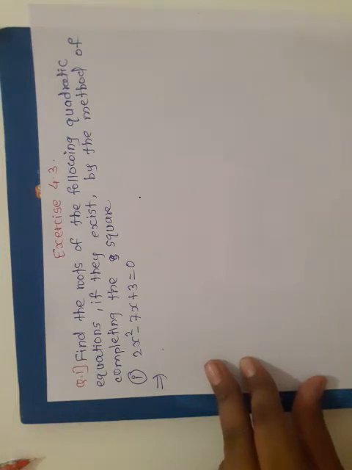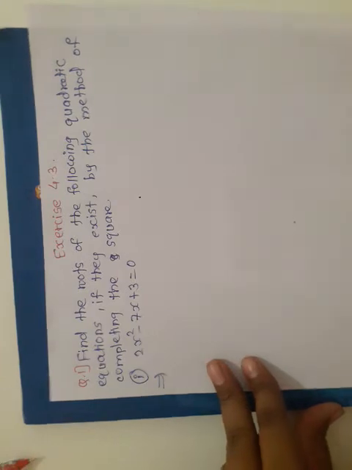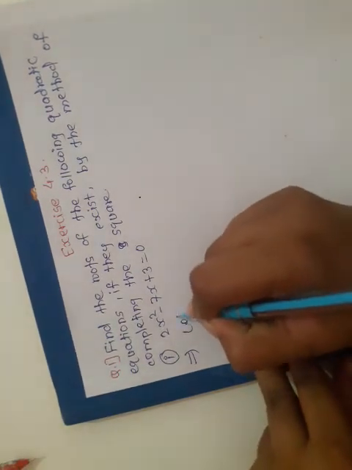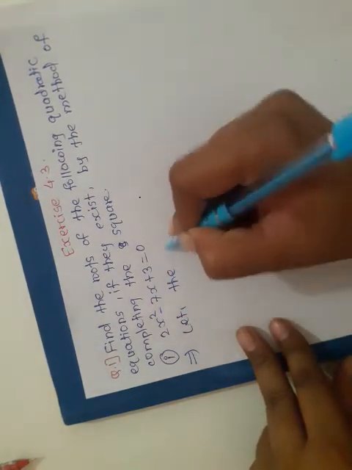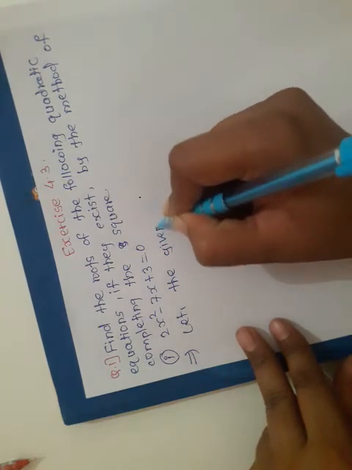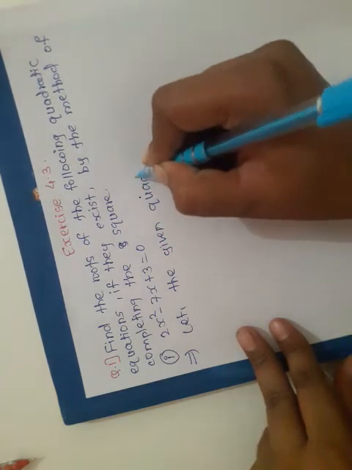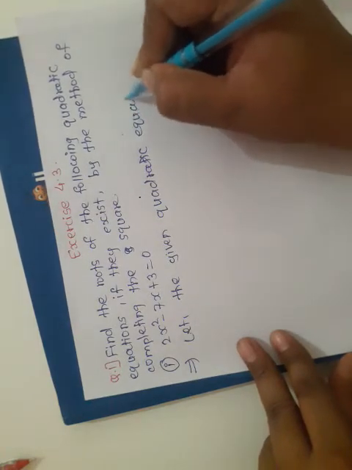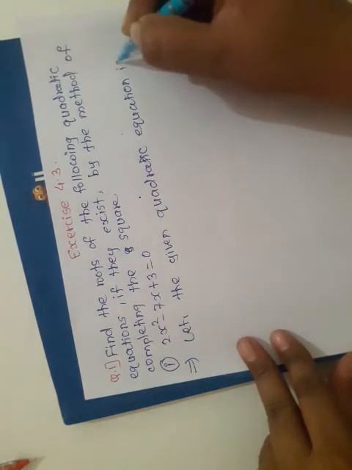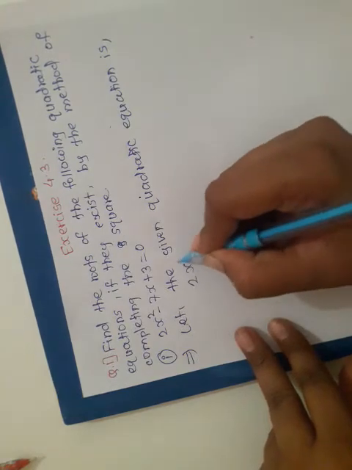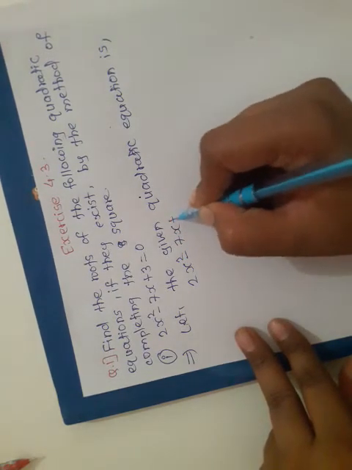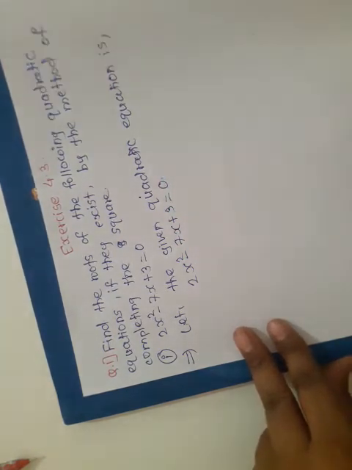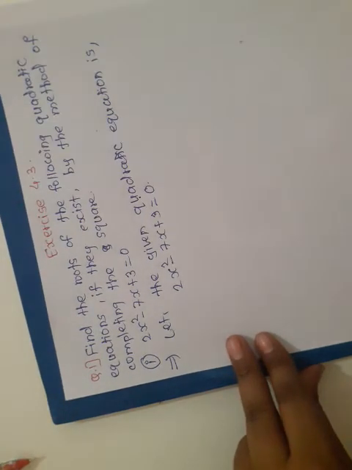So the first step is what? Write down the given equation first. Write down here, let the given quadratic equation be 2x square minus 7x plus 3 is equal to 0. So this is our given quadratic equation. This is our first step.